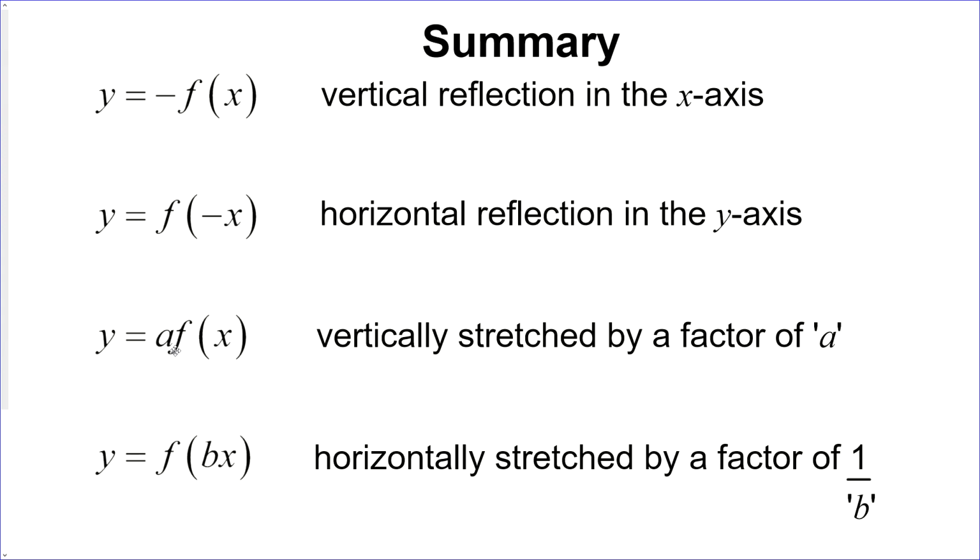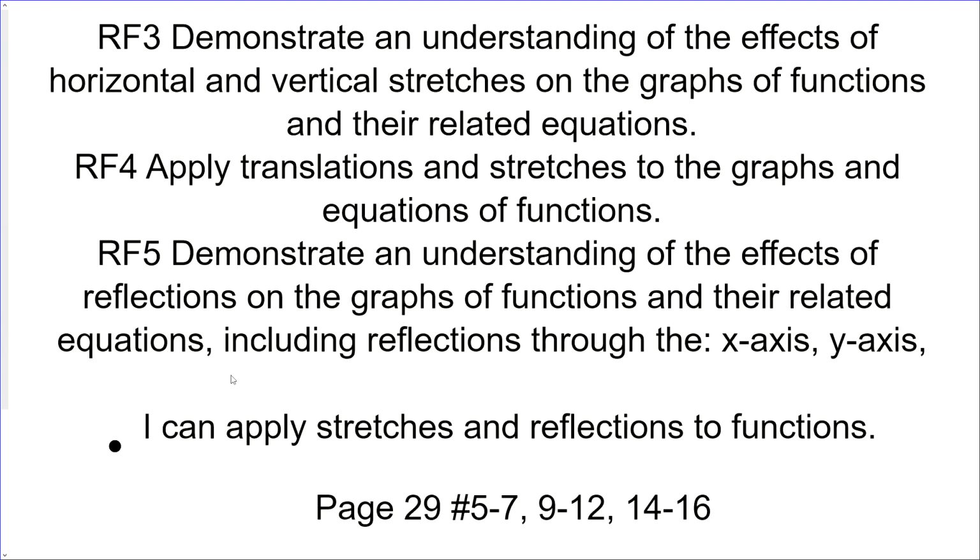Multiply by a outside is vertically stretched by a factor of a. Nice and easy and straightforward. And this is the problematic one. If we have a b in here, this is a horizontal stretch by a factor of 1 over b. Our verbal description is opposite of what we see in the equation. This was part of Relations and Functions 3, 4, and 5, demonstrating an understanding of horizontal and vertical stretches, and also an understanding of the effects of reflections.